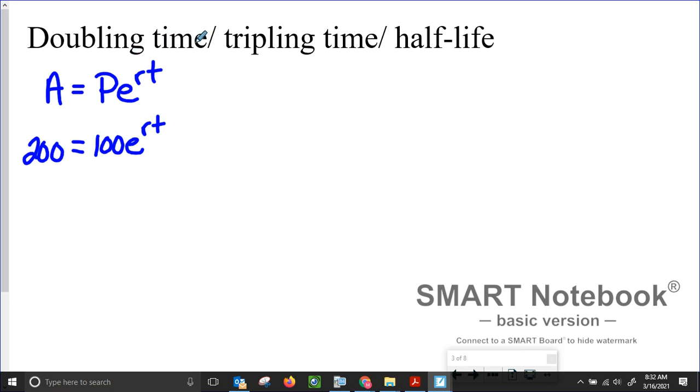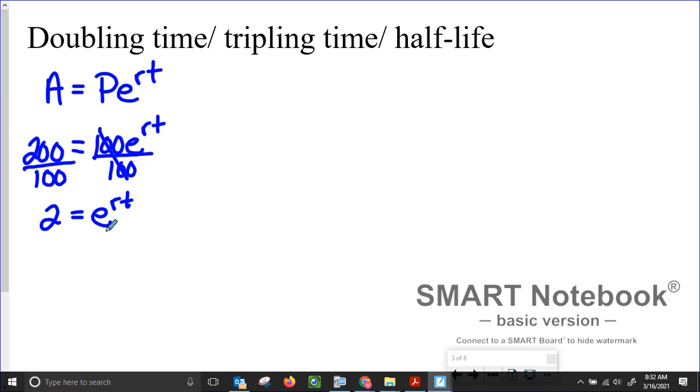Now it asks for doubling time, so obviously we're going to want to solve for t here. First I need to get rid of this 100 over here, and then this just simplifies to 2, which is always going to be the case no matter what number you pick for P, because if you double it and divide, you'll always end up getting 2 here. So now we have 2 equals e to the RT.